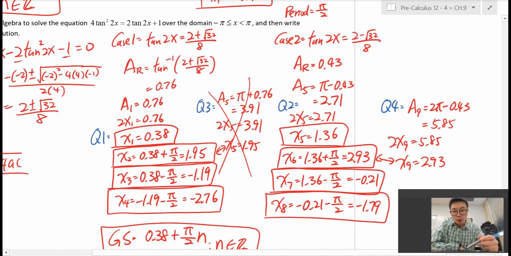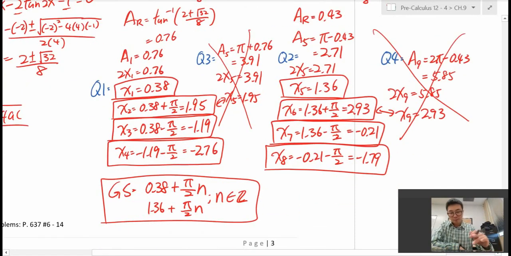And we know tangent is also negative in quadrant 4, so I take my 2 pi minus the reference angle 0.43, I get 5.85. Again, if I divide it by 2, I get 2.93. That's the same answer as x6, so we don't need to consider this anymore, because if you just add pi over 2 or minus pi over 2, you just get the same answers as these.